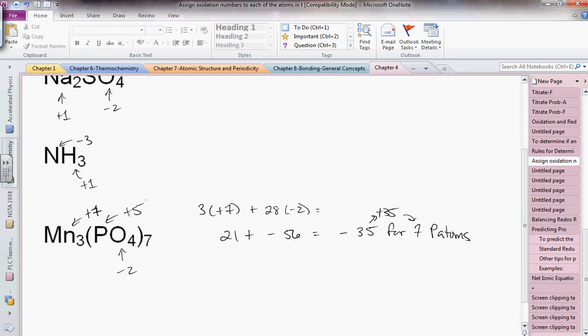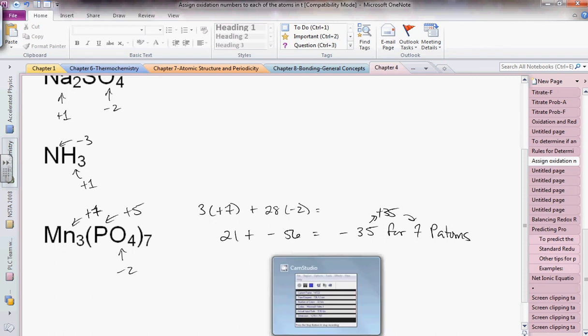And the other thing that you could do is think of it in terms of phosphate, as we did in the previous slide. Think of it as phosphate has to have a -3 charge, and we have that -8 total from those oxygens, so we need +5 in order to get a -3 charge on the phosphate. And that is how you do oxidation numbers.